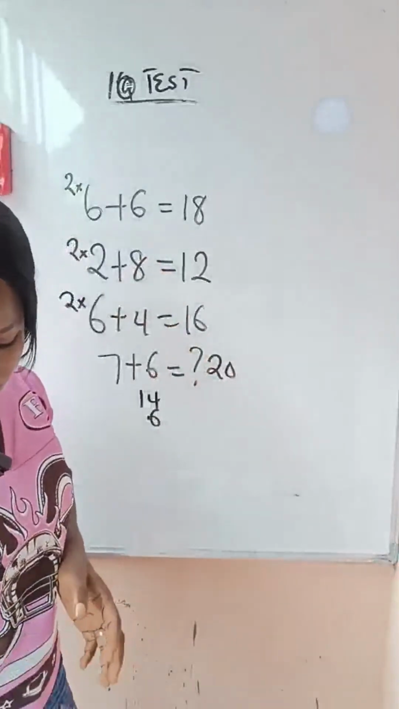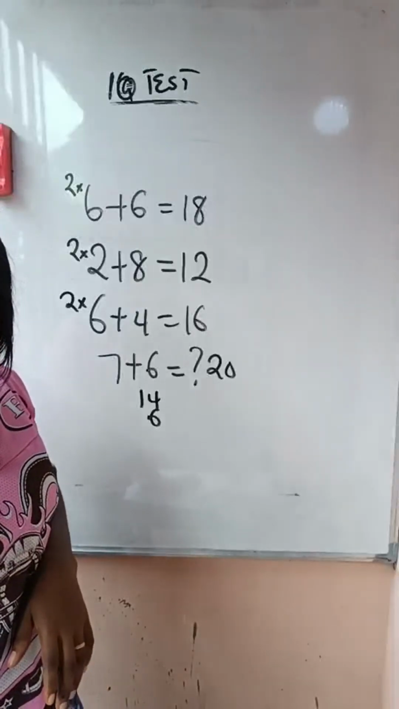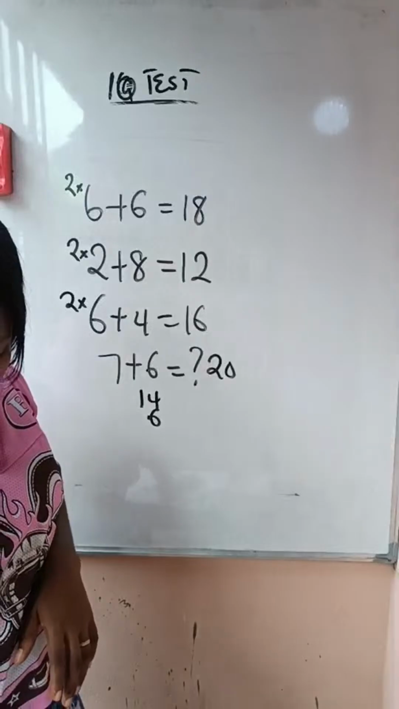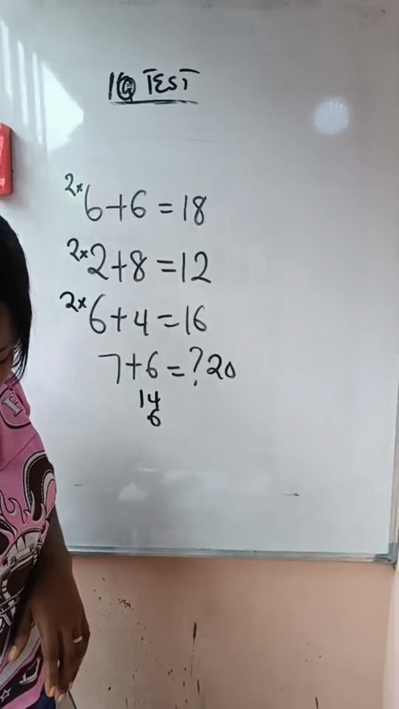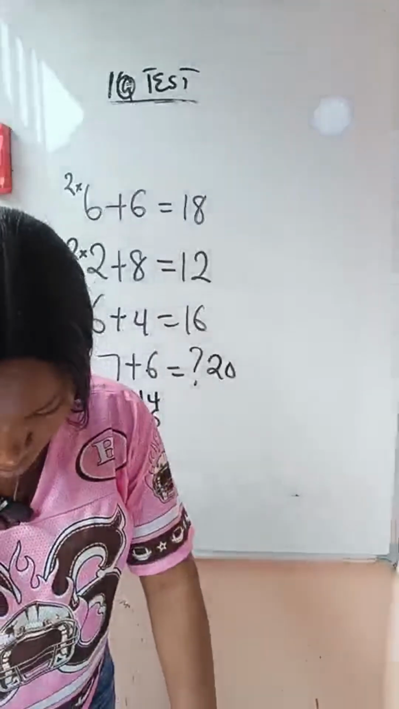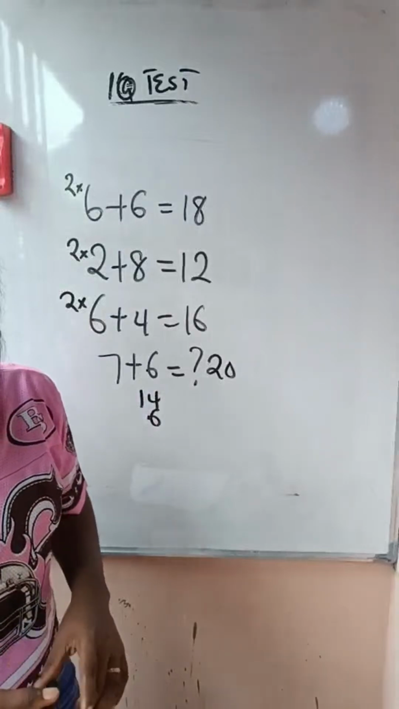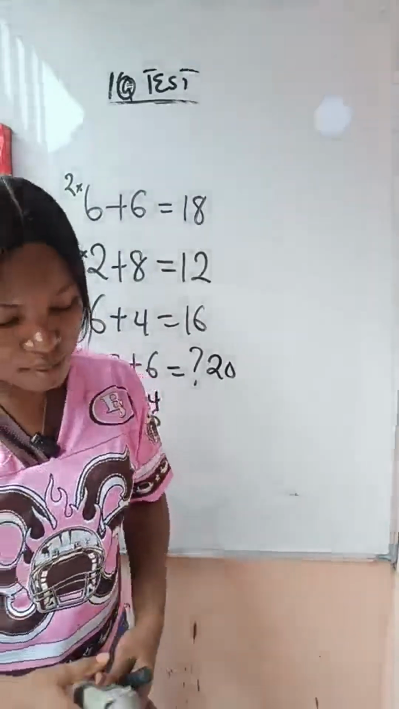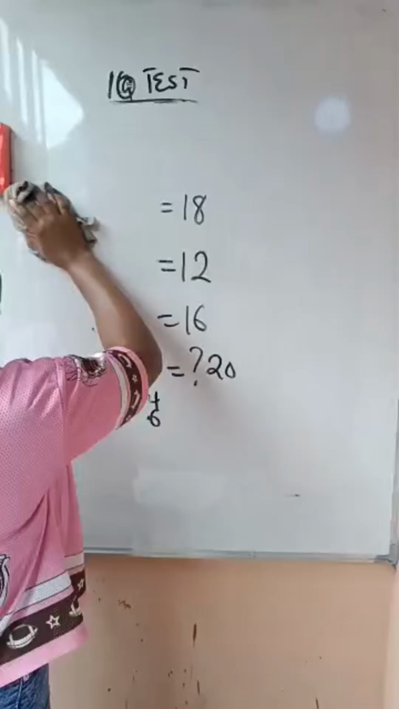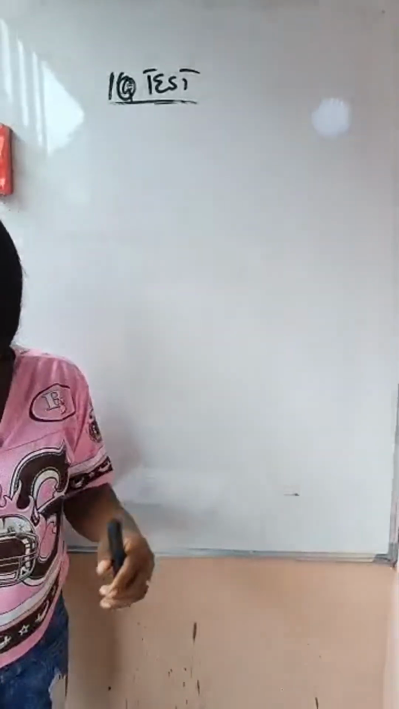So the answer is 20. Okay. All right. Now, let's go, guys. In the next question, it says, find the missing number. I'm sure this is not going to be easy, but we need to get it.